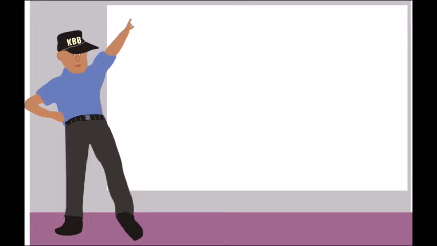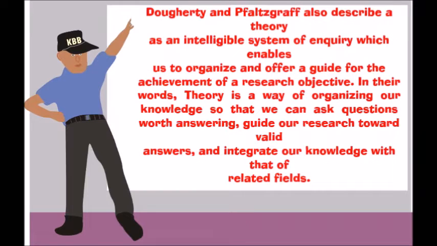But first of all, we need to make it clear: what is the meaning of theory? We can consider theory to be an intelligible system of inquiry which will enable us to organize and offer a guide for our achievement of a research objective. This is to say that theory is a way of organizing our knowledge so that we can ask questions worth answering, guiding our research towards valid answers, and also integrating our knowledge with that of related fields.